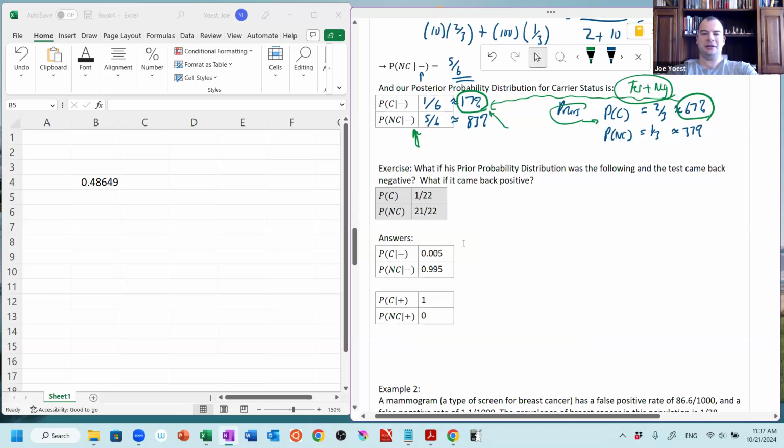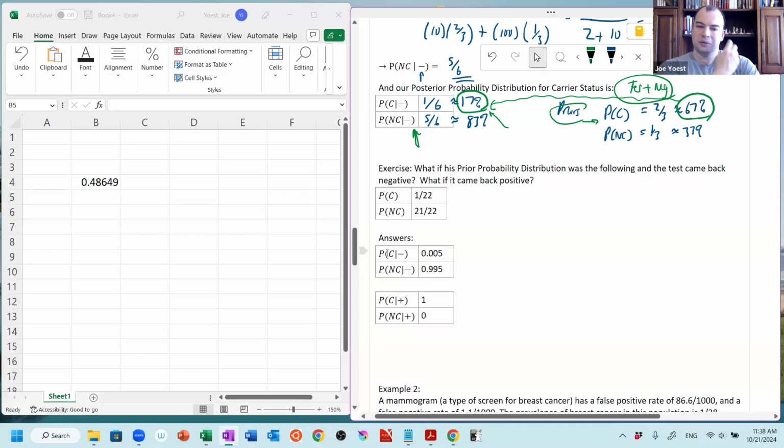For a patient like that, this might be their prior. And then when the test is negative, if the test is negative, what is their posterior distribution? And then if the test came back positive for a patient like this, what would their posterior distribution be? Here are the answers, but go through the computations as an exercise and see if you can come up with the same answers.